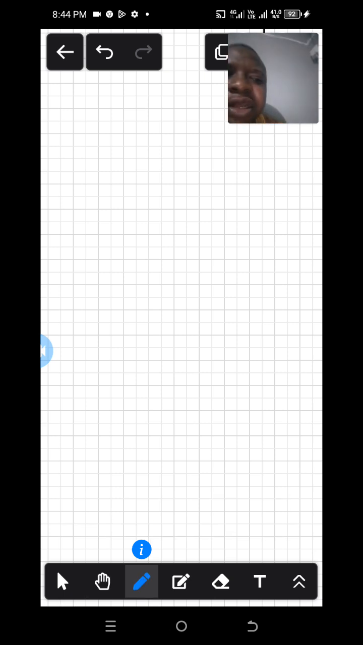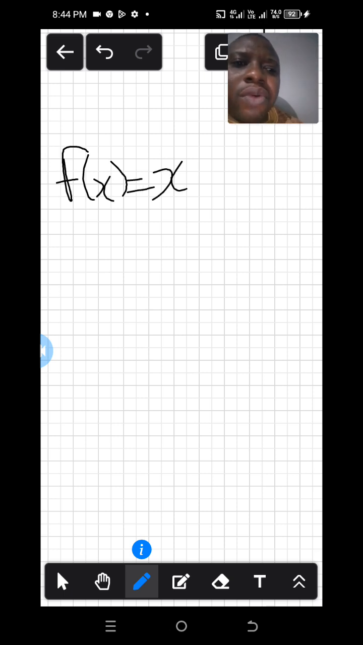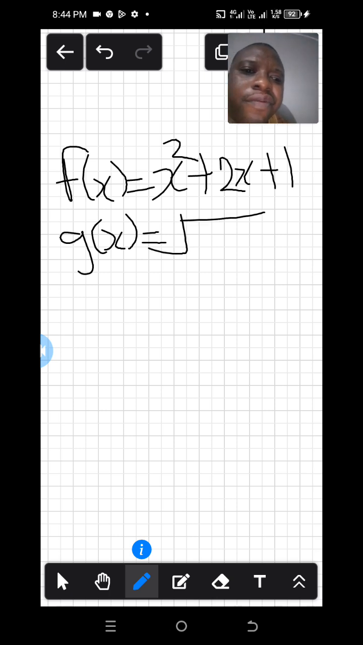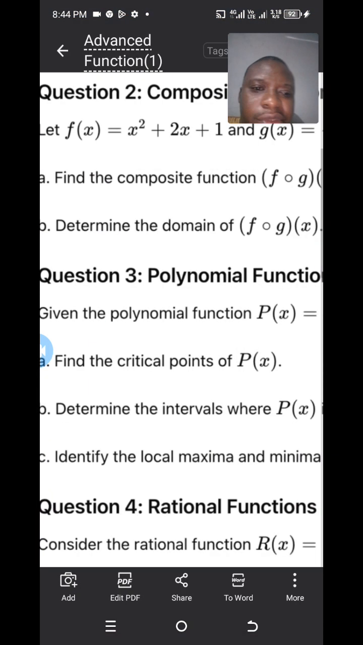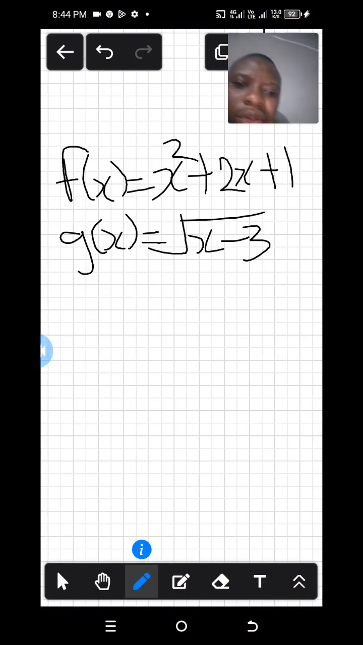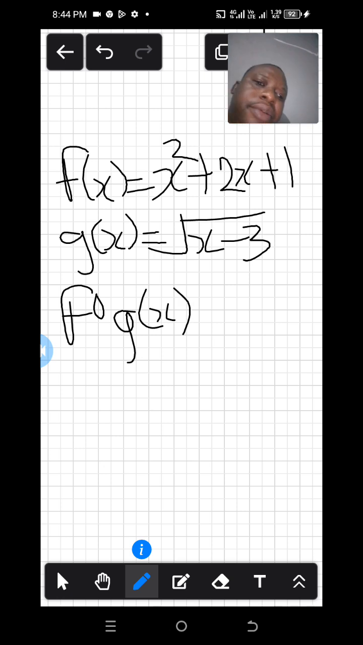So now f of x equals x squared plus 2x plus 1, and g of x equals square root of x minus 3. So we are asked to find f of g. So now, how do we find this?